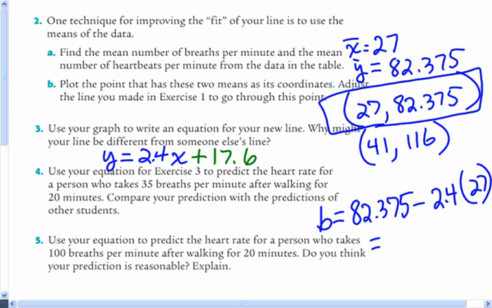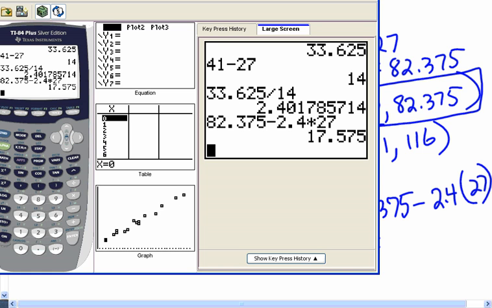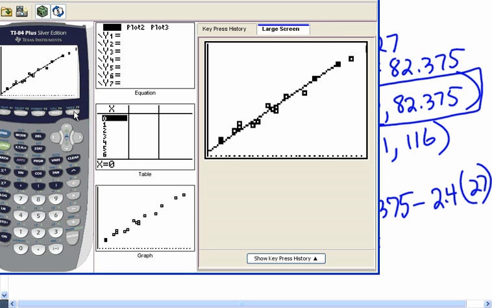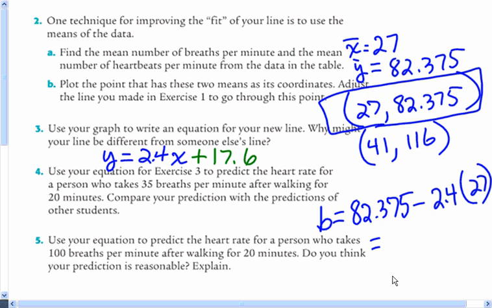That's my y-intercept. Okay, and just to check that, we're going to go ahead and put that on our calculator and see how well that hits those dots. 2.4x plus 17.6. That's your y equals 2.4x plus 17.6. Press graph. And that looks pretty good. Now we can use that equation if we want to make some predictions, answer some questions. I'll show you a couple of those.